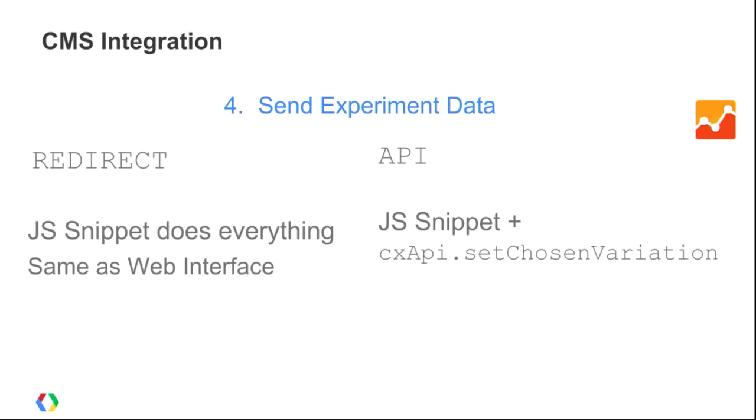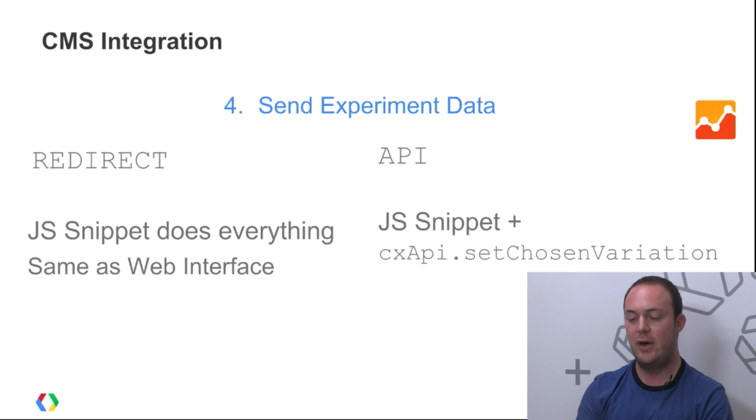And then finally, you want to send the experiment data. Again, if you're using the redirect method, that snippet will take care of everything for you. It's the same as the web interface. If you're doing the API, then you want to use that JavaScript snippet, and you want to specify the chosen variation for this particular user in this particular experiment. The way you do that is you use the set chosen variation method. This is all documented in our solution guides, with the actual code that you need to do this. So definitely take a look at that.